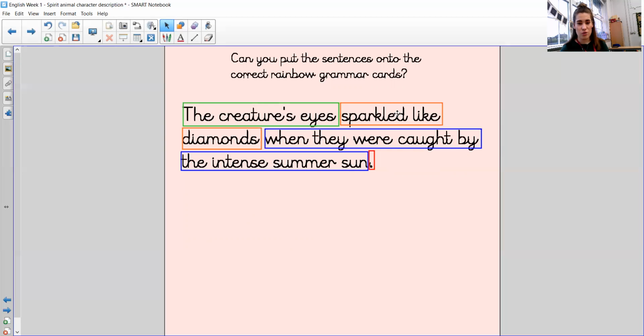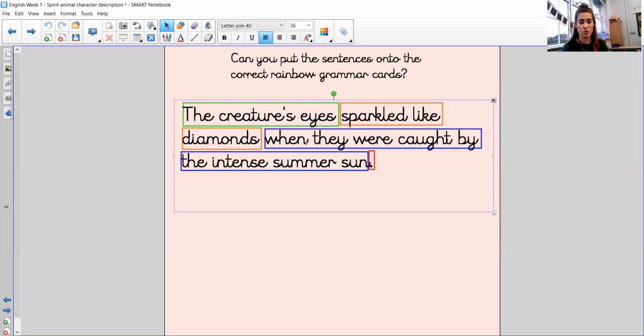Does it make sense on its own? Well, let me read it on its own. When they were caught by the intense summer sun. That's not a sentence on its own because it's not got a subject or a predicate, it's not telling me any information. I don't really know what that's talking about. So that's another check. And then finally, does it start with a subordinating conjunction? Well, here I can see it starts with the word when, which I know is a subordinating conjunction, so I'm happy. I've got my subject, my predicate, and my subordinating conjunction, and then my stop at the end.